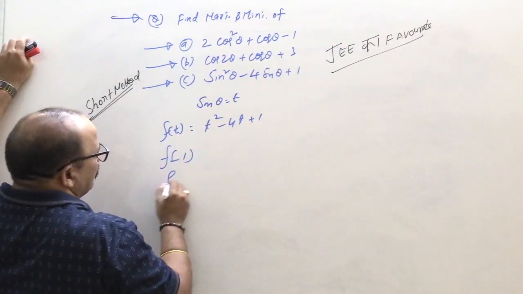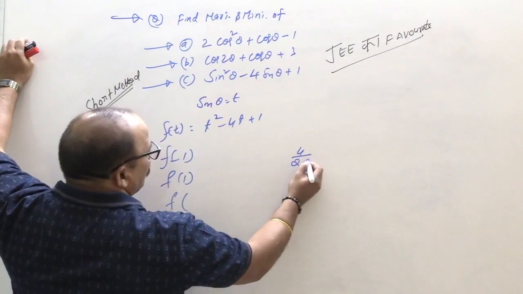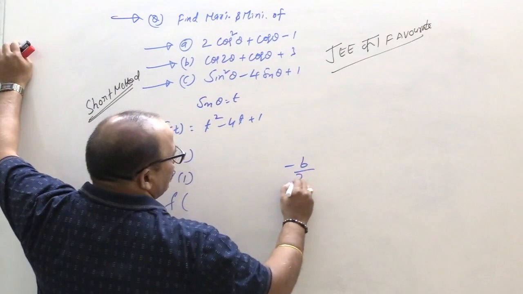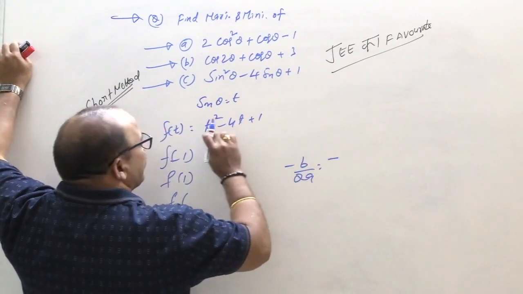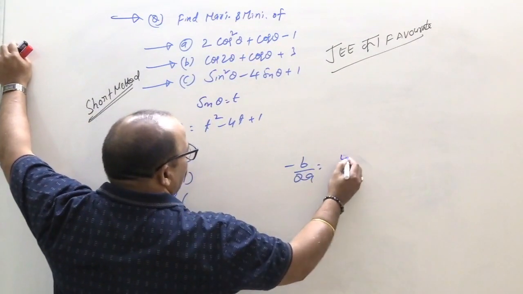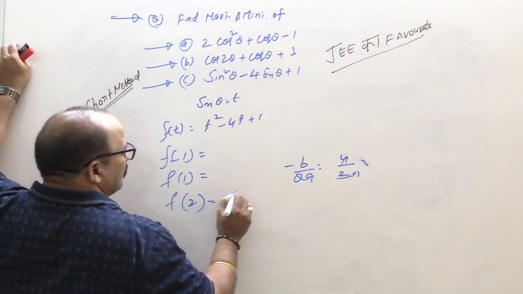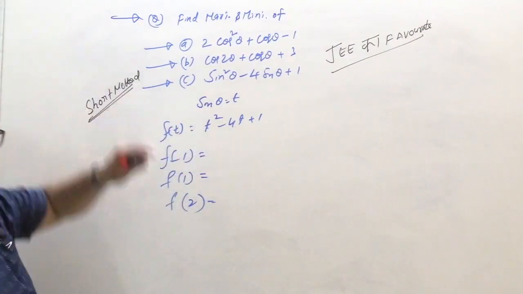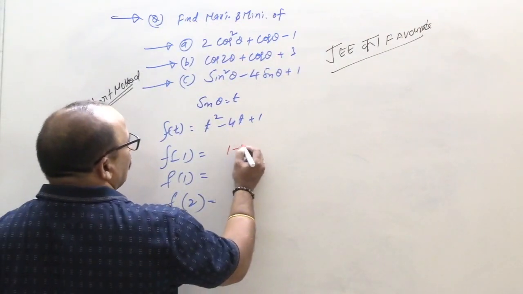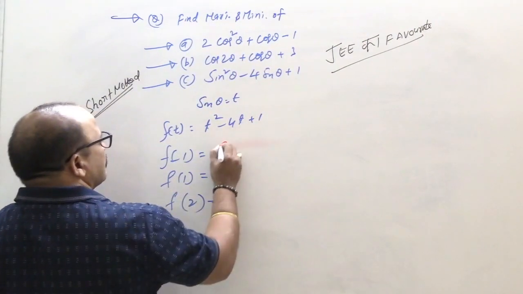Write minus 1, plus 1, and minus b by 2a. The formula is minus b by 2a. What is b? The b value is minus 4, so 4 by 2 times 1 is 2, so f of 2. Come on, students. What is the maximum? What is the minimum? Among these three, f of minus 1 is minus 1 whole square, 1, plus 4, plus 1, that is 6. So 6 is the value.